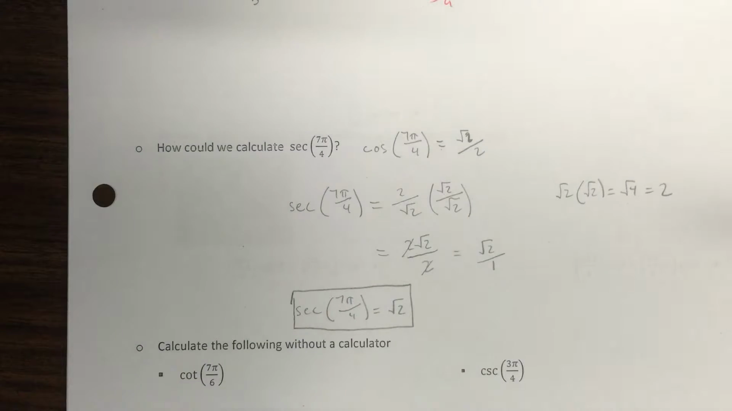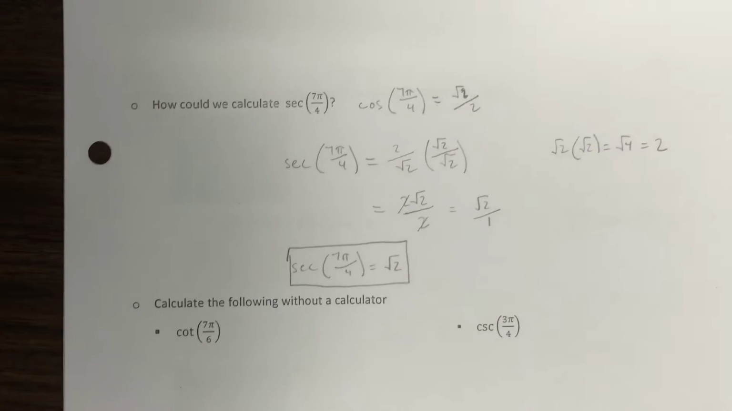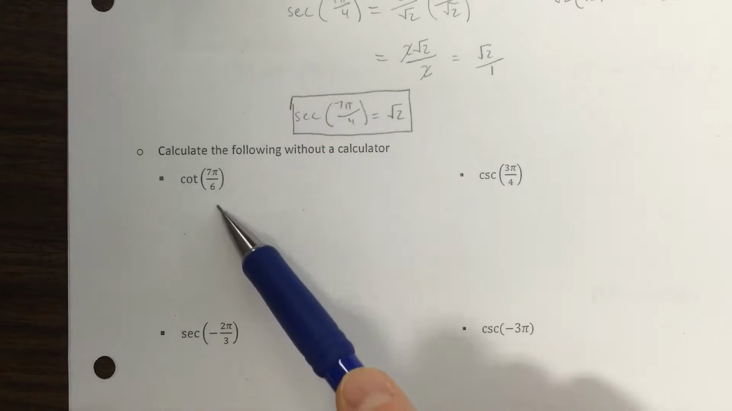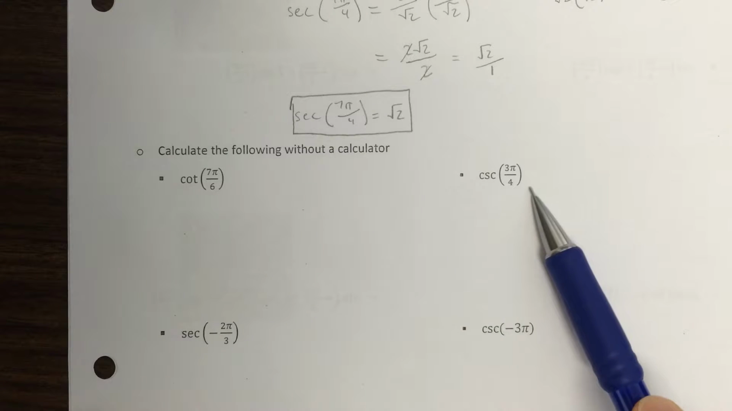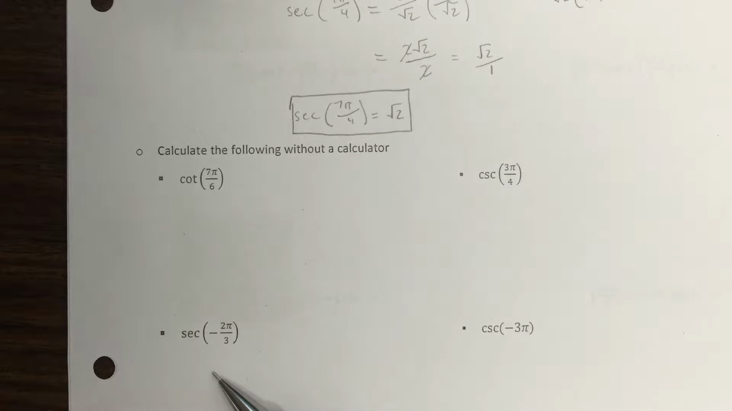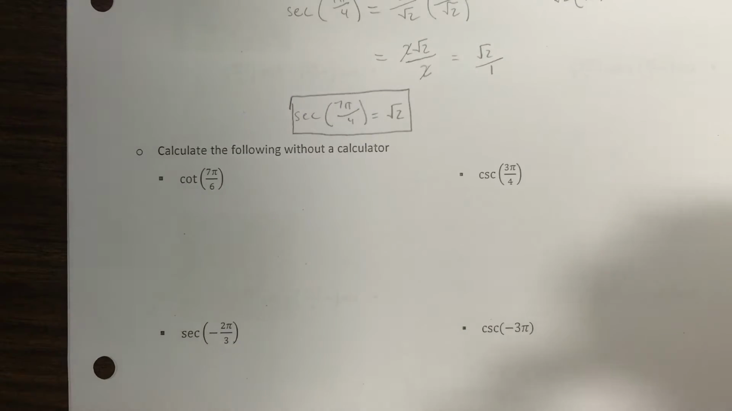Now I'm going to evaluate 4 more of these functions. In this video, we're going to look at cotangent of 7 pi over 6, cosecant of 3 pi over 4, secant of negative 2 pi over 3, and cosecant of negative 3 pi. In the third video, we'll look at evaluating expressions involving all 6 trigonometric functions.